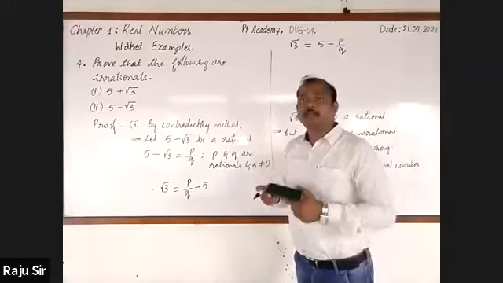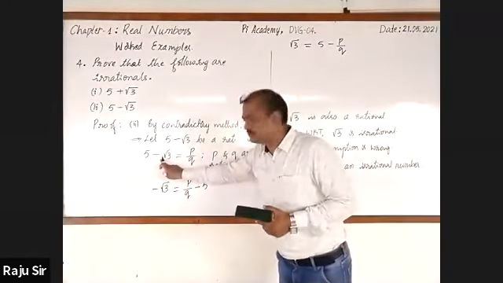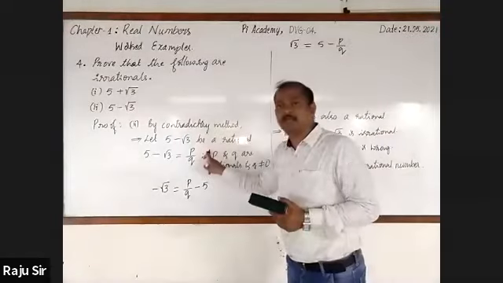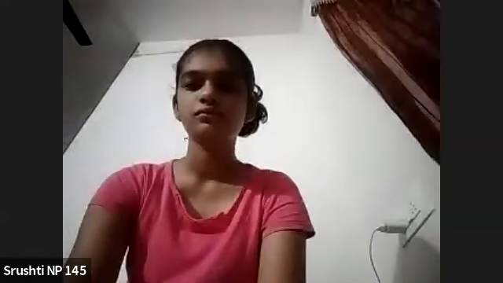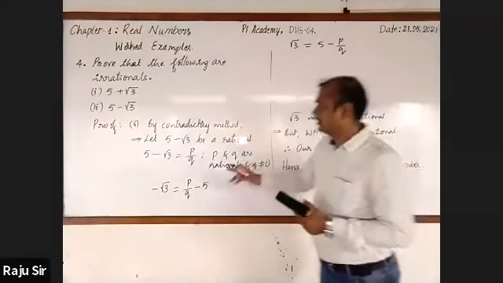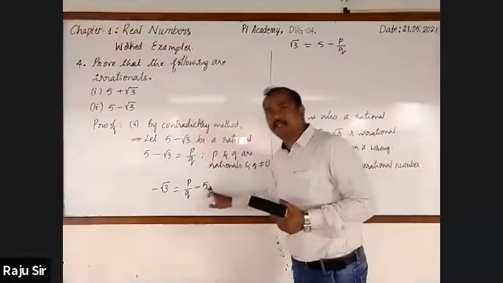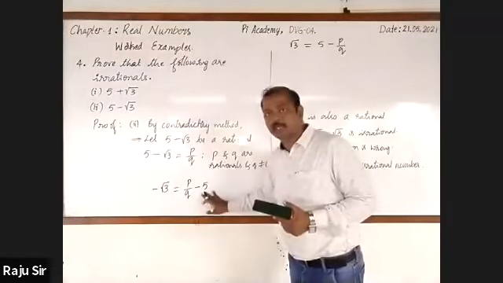Or else, in another simplest way, you can also write like this. Here minus root 3 is there. Transfer this to the right hand side, it becomes plus root 3. Once I tell, listen carefully. Here minus root 3 equals P by Q minus 5. Hope that you have understood up to here.